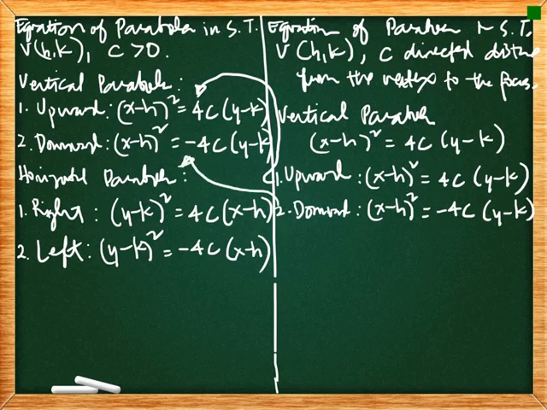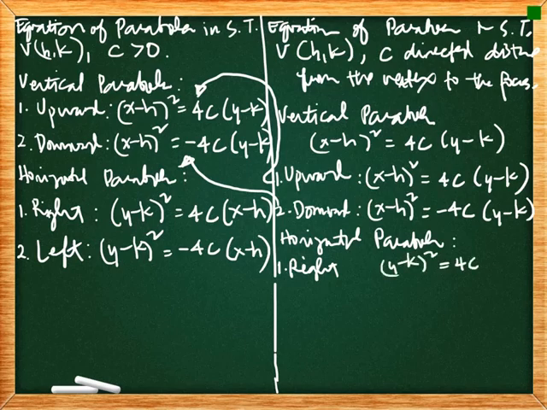Okay, now let's move to the horizontal parabola. Alright, so when the parabola is opening towards the right, the equation here would be (y minus k) quantity squared equal to 4c times (x minus h). So when it opens to the right, your c there is positive. So the equation would be the same, this one. Okay, that one. When it opens to the left, number 2.